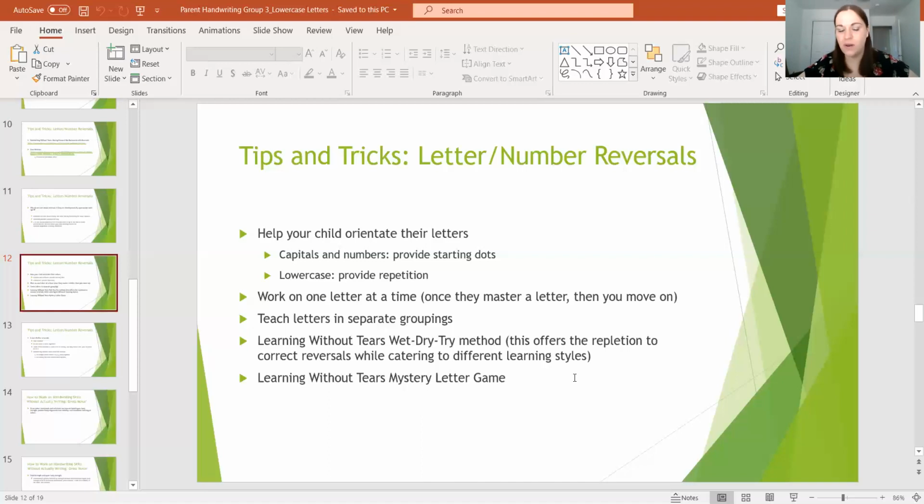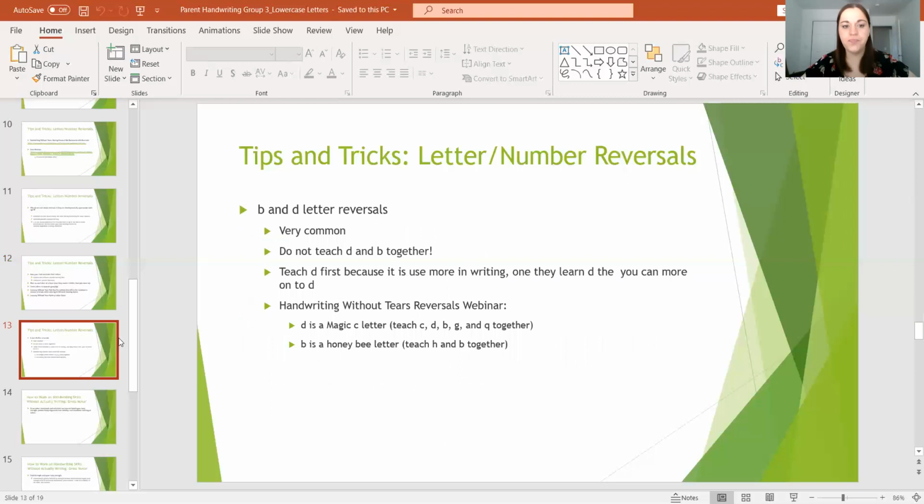Who knows what we're going to say, but teaching them that we're starting with this original stroke. That way they're getting that fundamental starting point down. And we just talked about how important starting points are to number and letter reversals, and then they can finish the letter. So the webinar and the Handwriting Without Tears website go over the mystery game a lot more if you want more information on that.